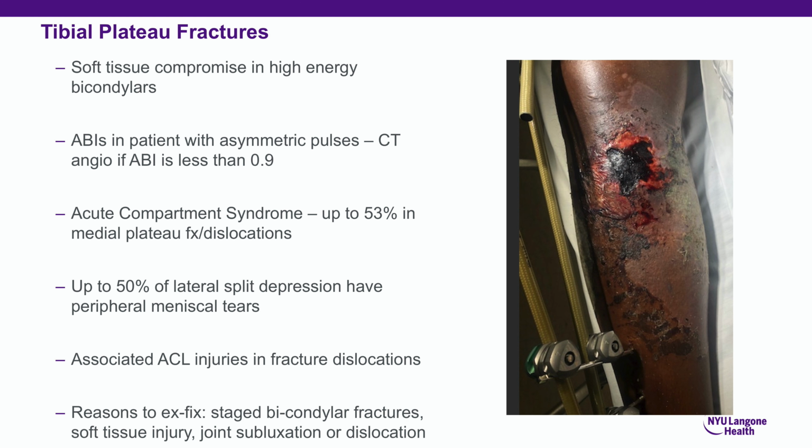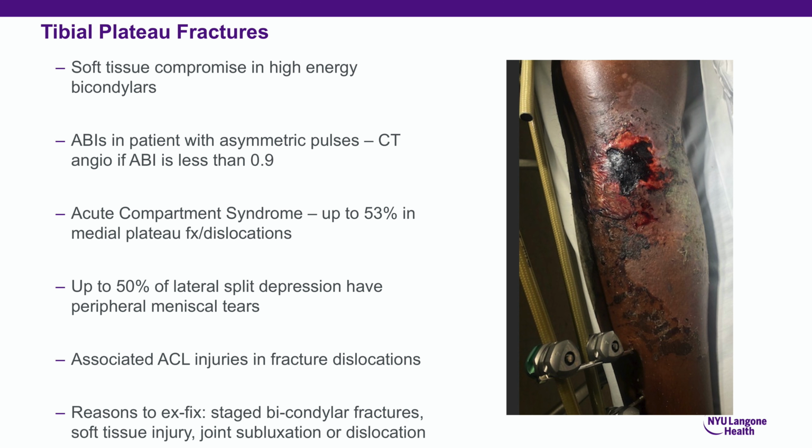These patients are at an increased risk of compartment syndrome, and this typically involves the anterolateral compartments. These patients should also have ABIs if pulses are asymmetric, and a CT angio should be obtained if ABI is less than 0.9.